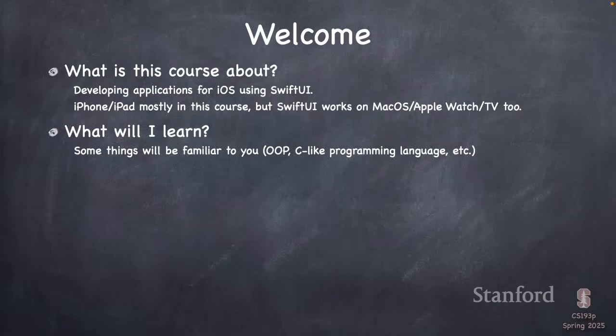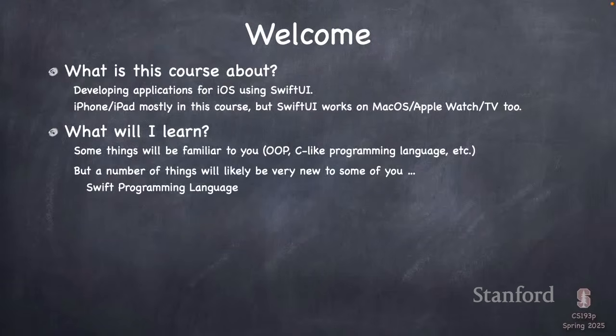What are you going to learn in this class? A lot of what you're going to learn here is going to be kind of familiar to you, like probably all of you or most of you know object-oriented programming, and some of the stuff we're going to do looks kind of like object-oriented programming, but we're not actually doing object-oriented programming in this class. SwiftUI is not object-oriented. And the language we're going to use looks kind of C-ish, but it's not, okay? It's a different language.